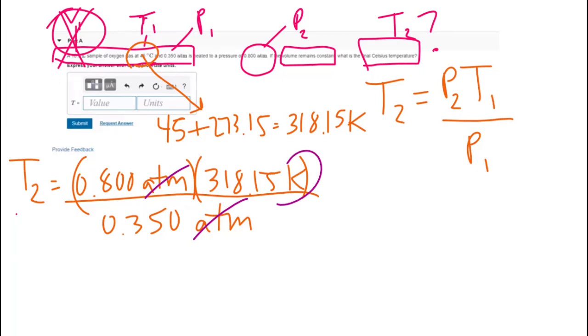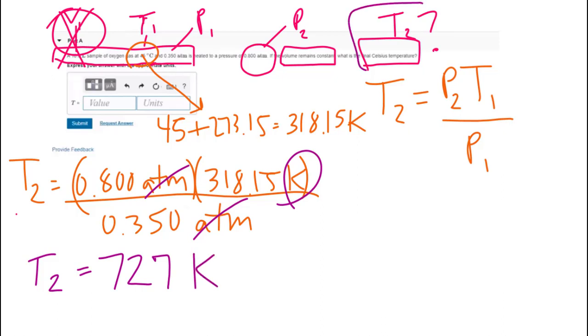Atmosphere is atmosphere, so I'm going to be left with Kelvin. So 0.8 times 318.15 divided by 0.350. So my second temperature should be 727 Kelvin, which is great.